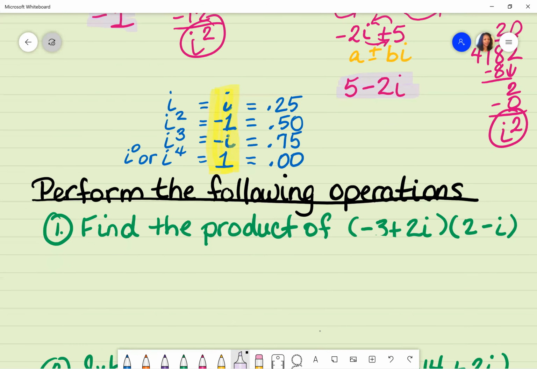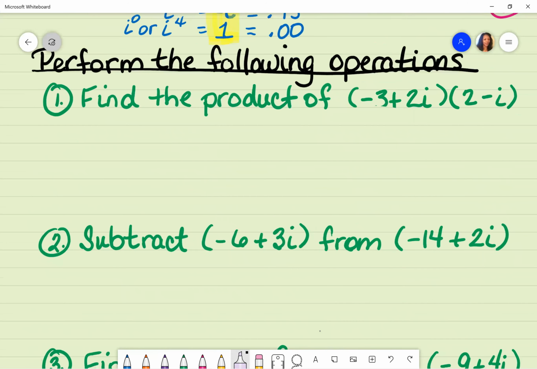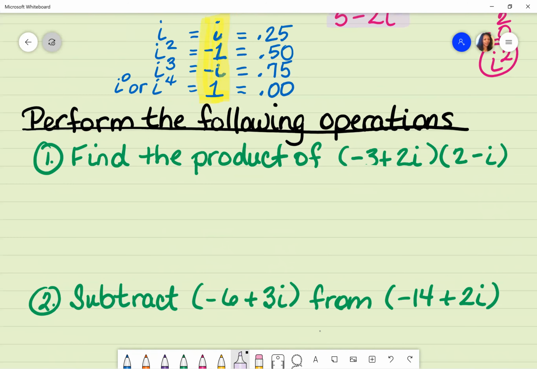Now, if I go to the next section where we're performing the following operations, this one says find the product of the quantity of -3 plus 2i times the quantity of 2 minus i. That, again, product just means multiplication. So if you see that, know that you're multiplying. What we're going to do here is take the first term, -3, and multiply it times everything in the second set of parentheses. We're going to come back, take the second term, and multiply it times everything in the second set of parentheses.